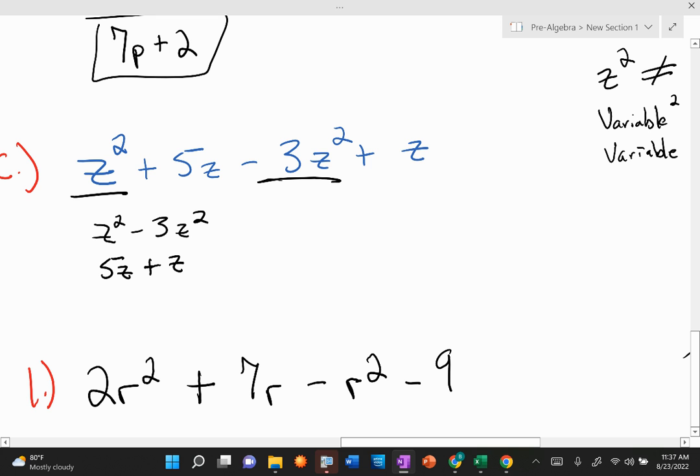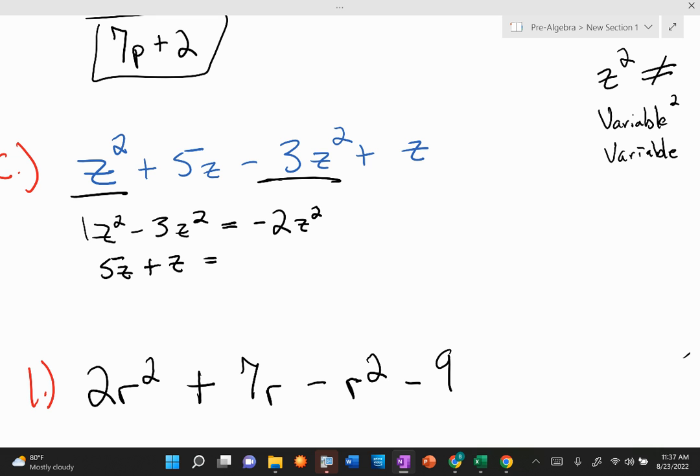Okay, so we have z squared minus 3z squared. That should be simplified down to what? Yeah, negative 2, because we've got the 1z squared minus 3z squared.